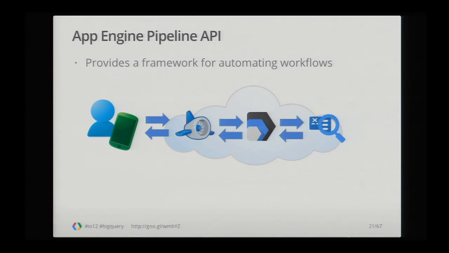And luckily, we have a great library for App Engine called the App Engine Pipeline API. This allows you to automate workflows. It's built on top of App Engine task queues, and it abstracts away a lot of the complexity of building applications that take data from one place, do something with it, and move it somewhere else.